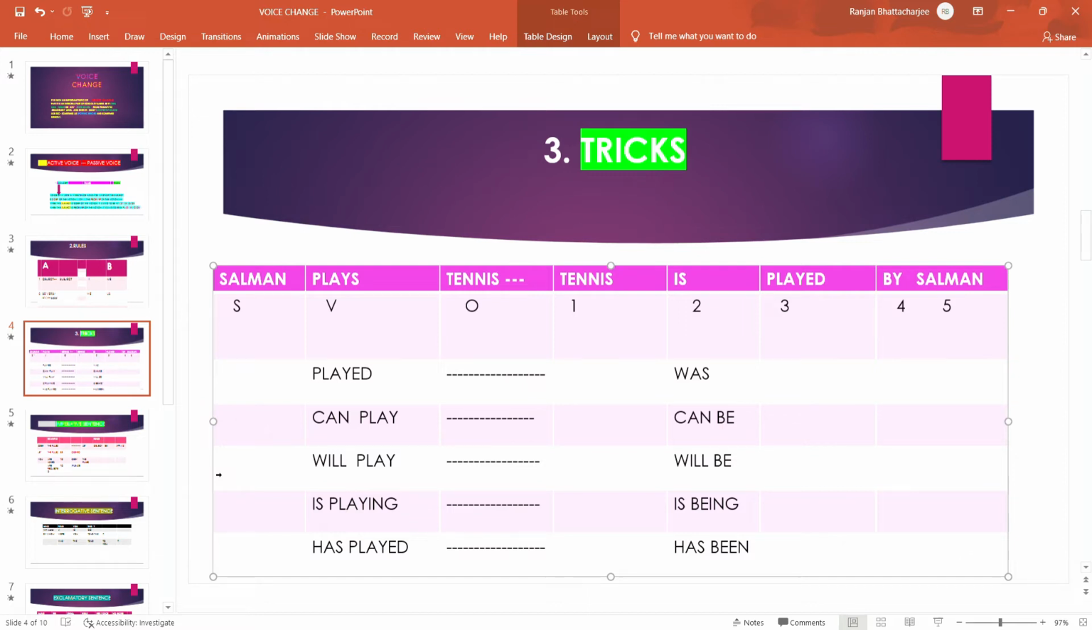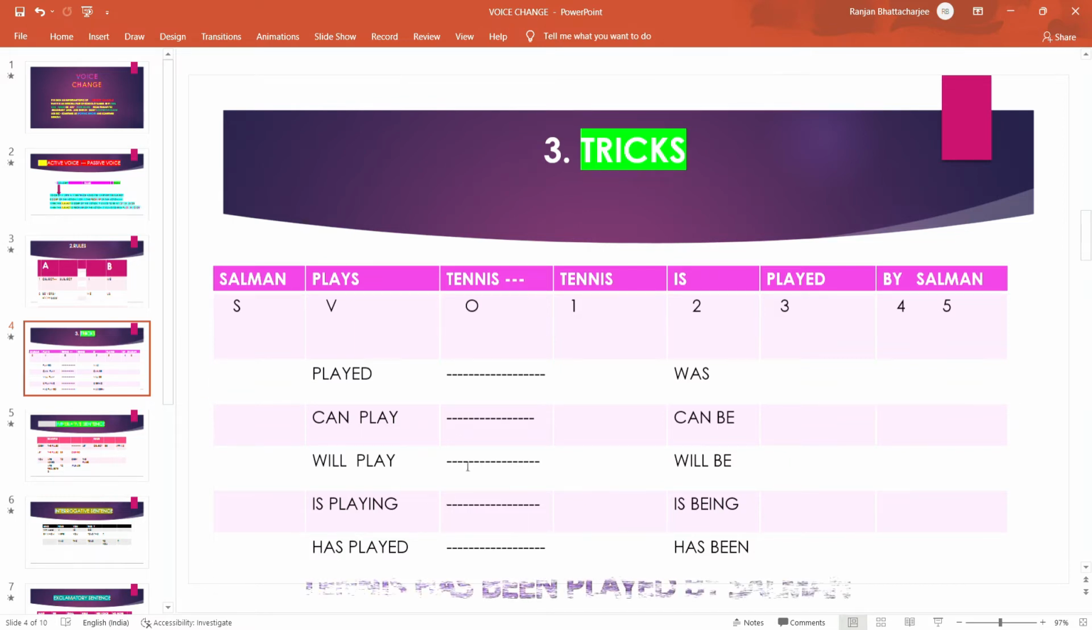Salman was playing tennis. The answer would be: tennis was being played by Salman. Okay. Next, a helping verb is given here. Salman has played tennis. If the sentence is "Salman has played tennis," the answer will be "tennis has been played by Salman." Has or have becomes has been or have been in passive voice.